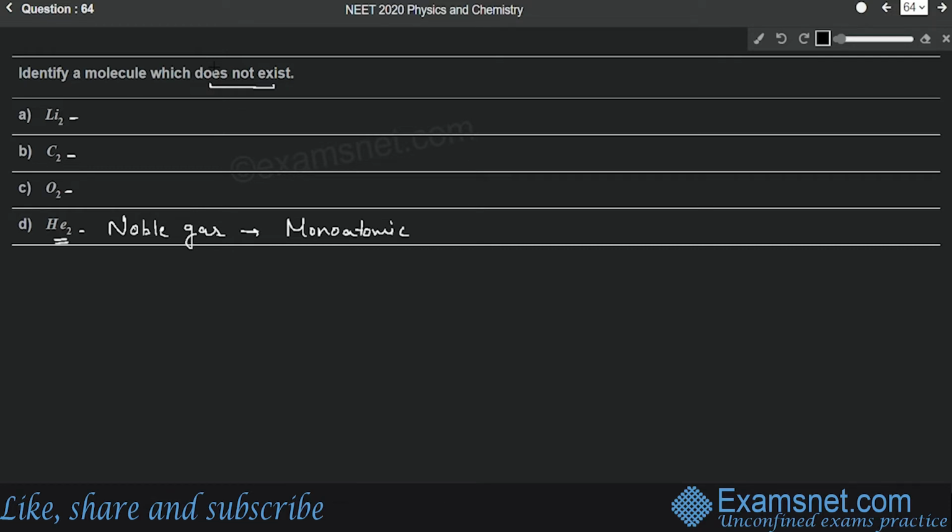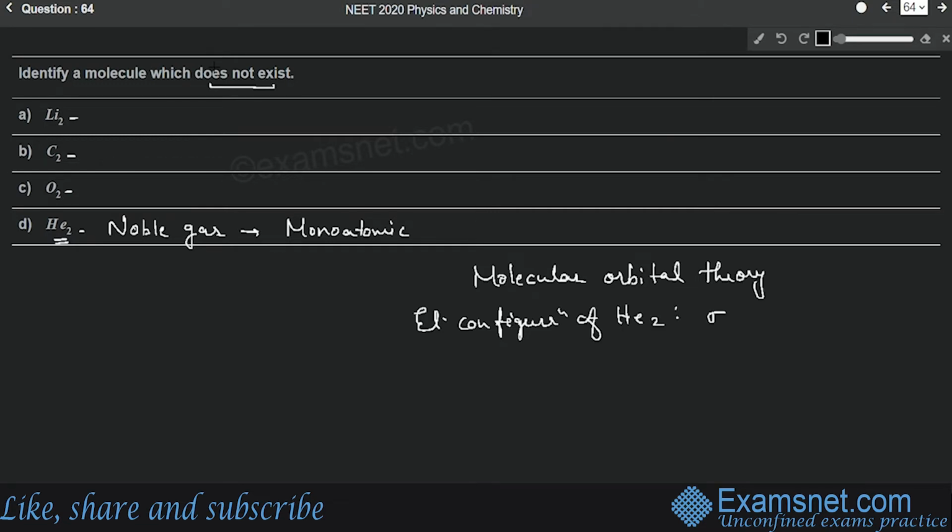But we can prove this using the molecular orbital theory as well. So let's use that molecular orbital theory. First we'll write the electronic configuration of helium molecule. If we write the electronic configuration of He2, it will be sigma 1s2 sigma star 1s2. That means 2 electrons are there in the bonding molecular orbital and 2 electrons are in the anti-bonding molecular orbital.